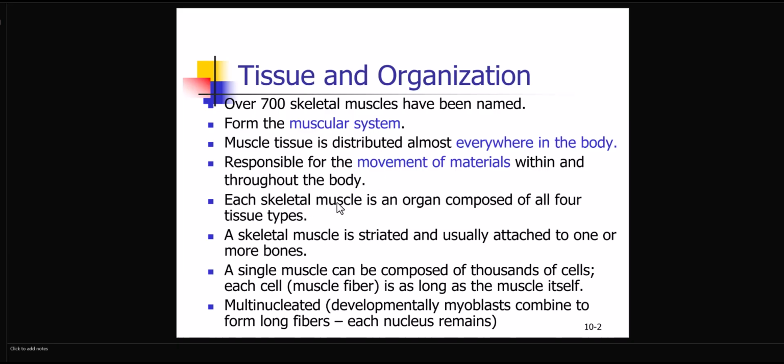Each muscle is composed of all four tissue types. So if I give you a chunk of skeletal muscle or any of the muscles, you should now be able to show me very clearly where there is, in addition to muscle tissue, where I also see some epithelial tissue, where I see some connective tissue, and where you see some nervous tissue.